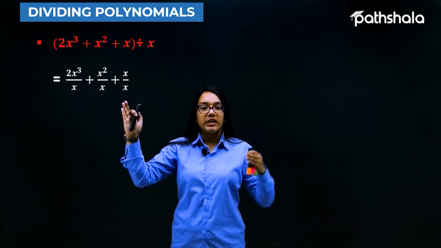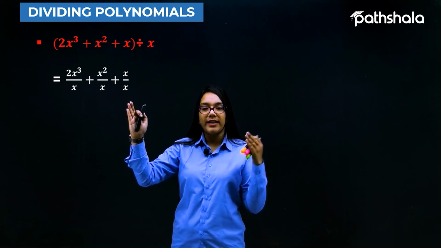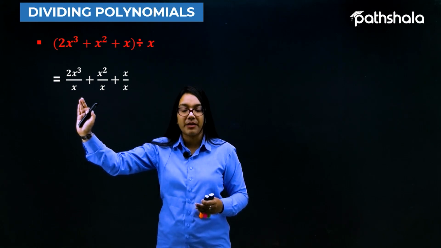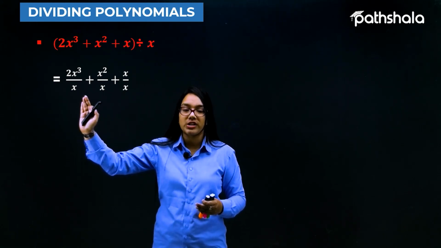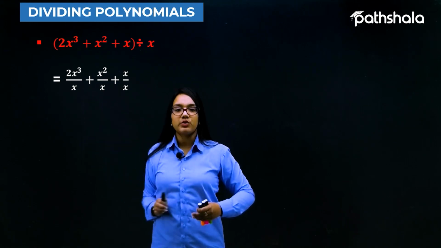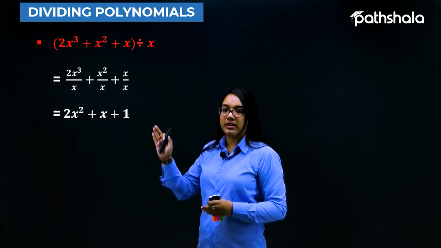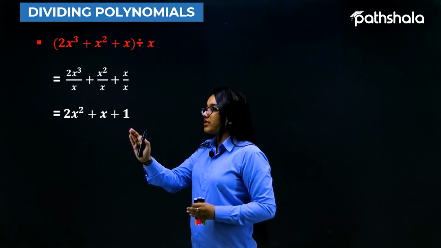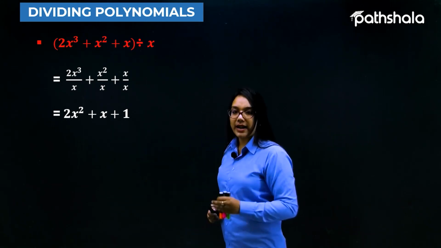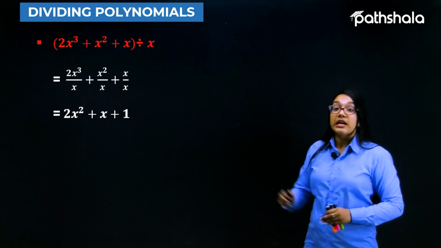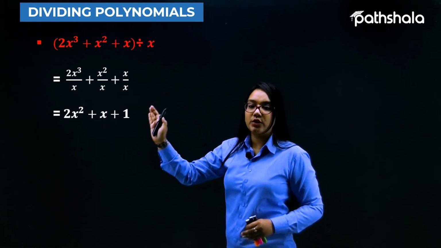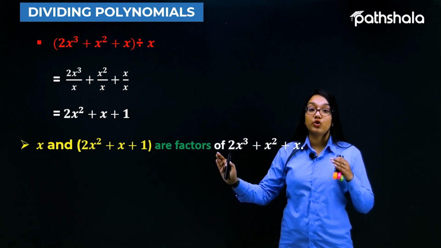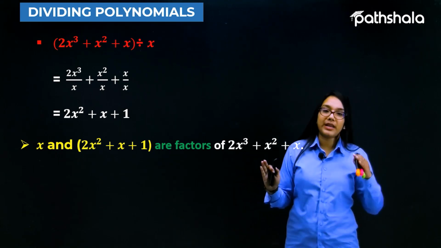Using the laws of exponents, if the variables have the same base, that is x cube and x have the same base, then their powers get subtracted from each other because they are in the form of p by q. So after using the laws of exponents, we conclude that by dividing the two polynomials, we get 2x square plus x plus 1. So at the end, the conclusion is that x and 2x square plus x plus 1 are called the factors of 2x cube plus x square plus x.